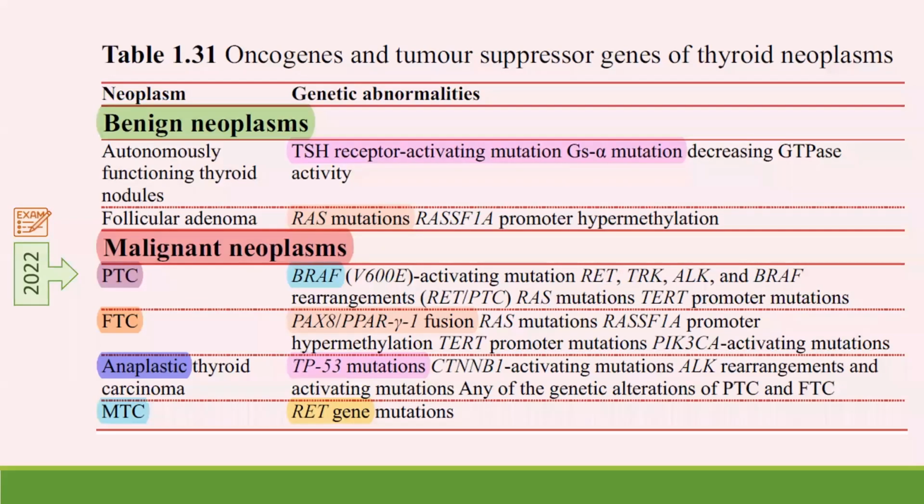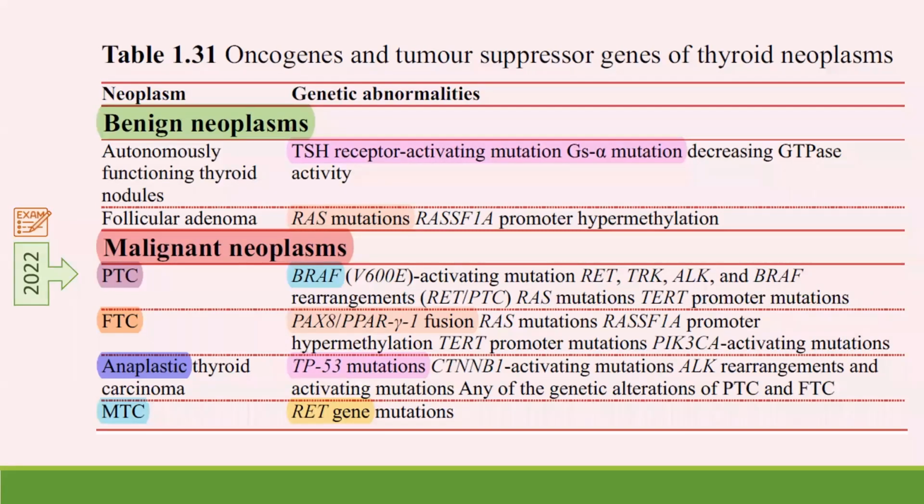These are the oncogenes and tumor suppressor genes for thyroid neoplasia, and this is important because in some exams they ask a question about this. You should know that papillary thyroid cancer has BRAF gene mutation, follicular thyroid cancer has PAX8-PPAR gamma gene mutation and also RAS mutation. In anaplastic thyroid cancer, TP53 mutation, and medullary thyroid carcinoma, RET proto-oncogene mutation.